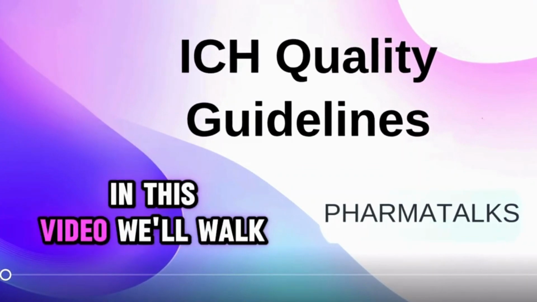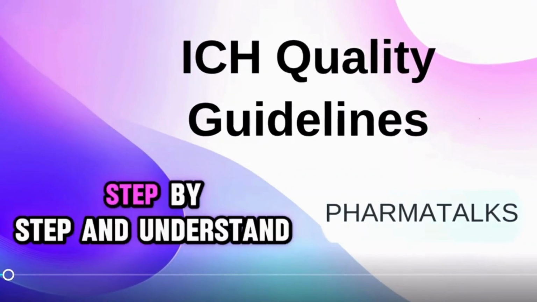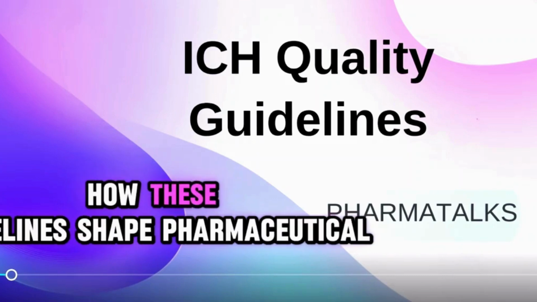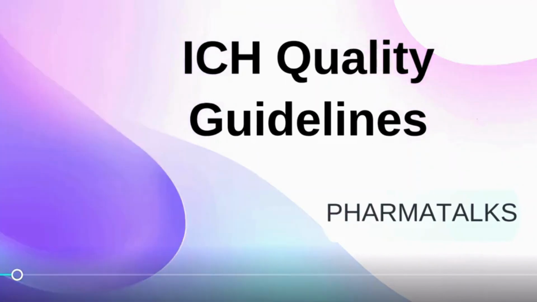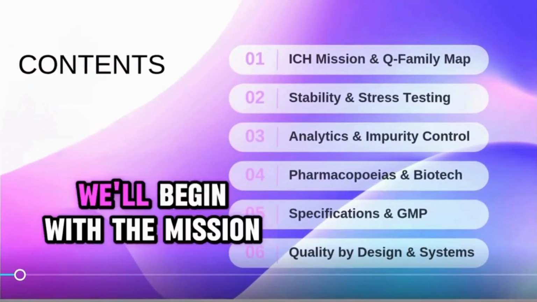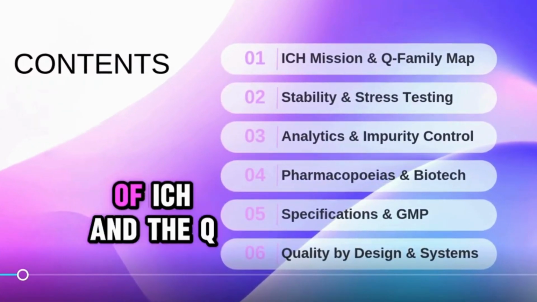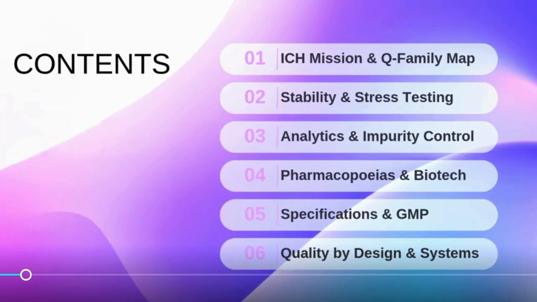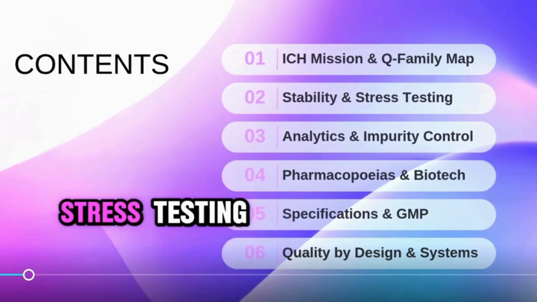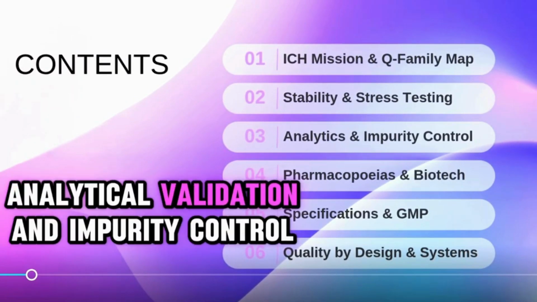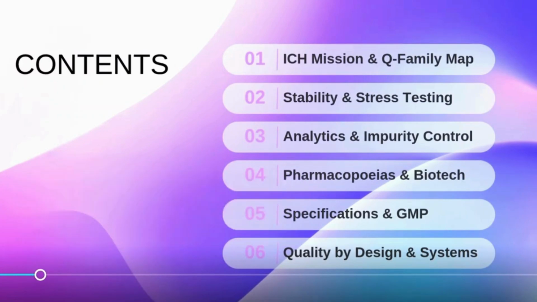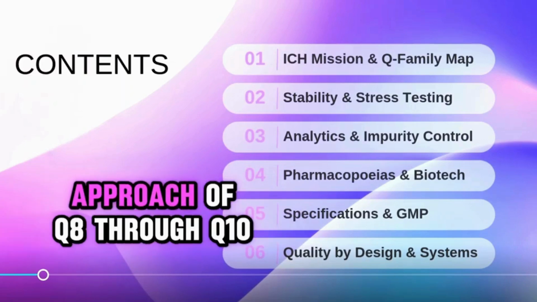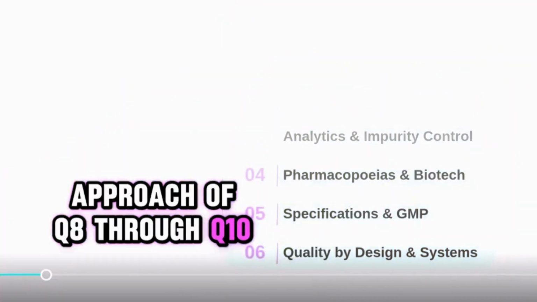In this video, we'll walk through the entire framework step by step and understand how these guidelines shape pharmaceutical quality across the globe. Here's our roadmap. We'll begin with the mission of ICH and the Q family map. Then, we'll cover stability and stress testing, analytical validation and impurity control, Pharmacopoeias and biotech guidance, specifications and GMP, and finally the integrated systems approach of Q8 through Q10.